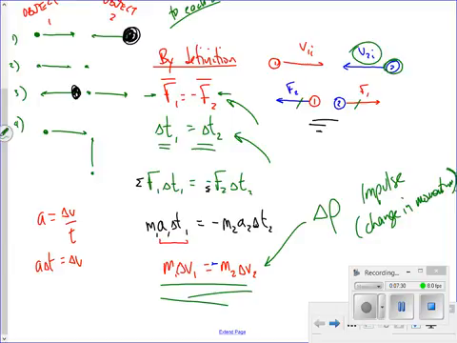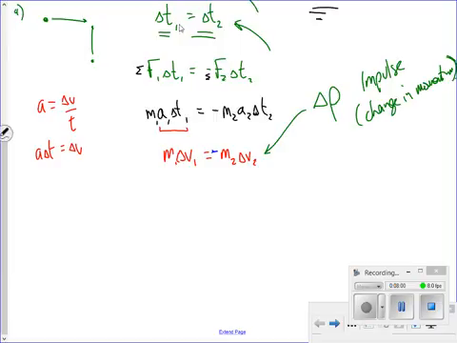Which means, let's take this case right here. We'll say object 1 here is moving this way. Well, it might lose some momentum when it bumps into object 2, or while it interacts with object 2. If it loses some momentum, and there must be equal and opposite changes, then mass 2 must gain some momentum. And it must gain the same amount of momentum.